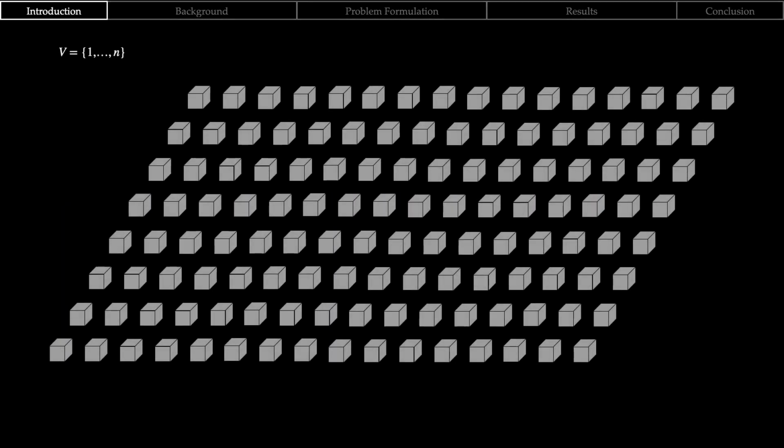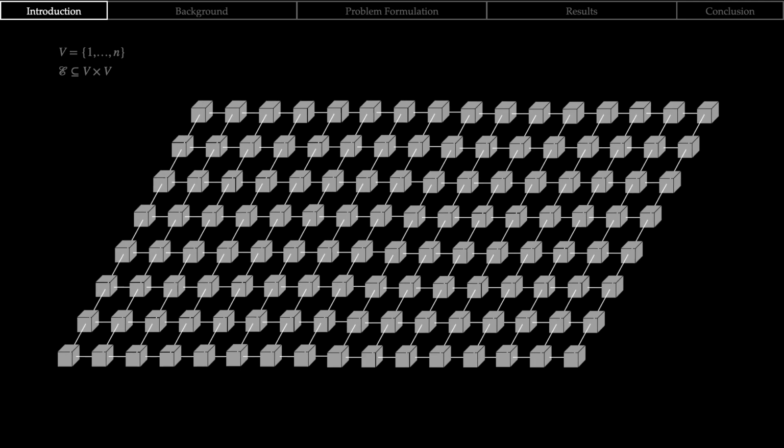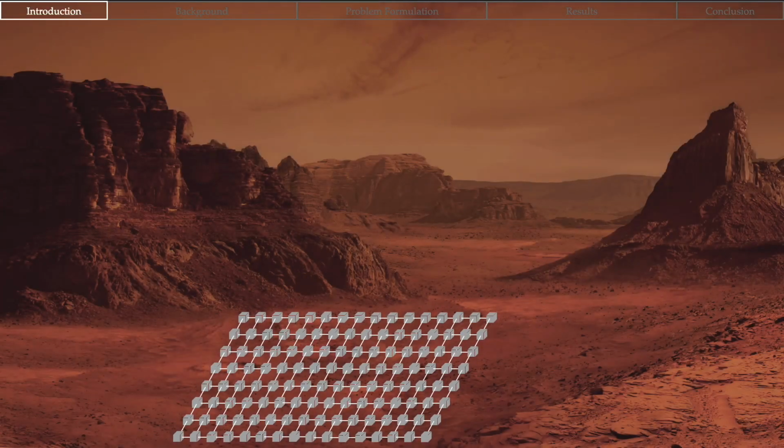To do this, we model the environment as a graph, where we have n nodes in the environment and we have edges connecting the nodes to each other. And so what we've shown here is a grid-based graph, but in the general sense, the graph can be any graph structure. And so in practice here, what the vertices or the nodes of the graph actually correspond to are physical locations in the environment that we're interested in exploring.